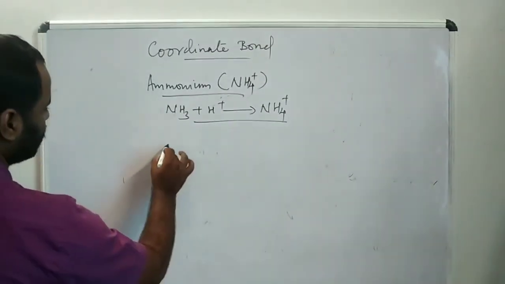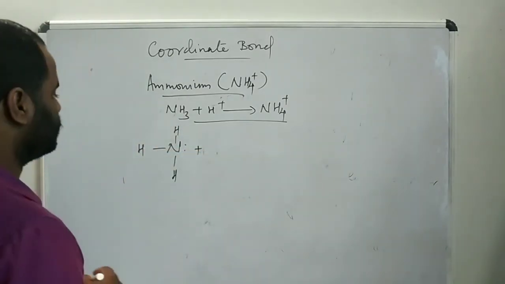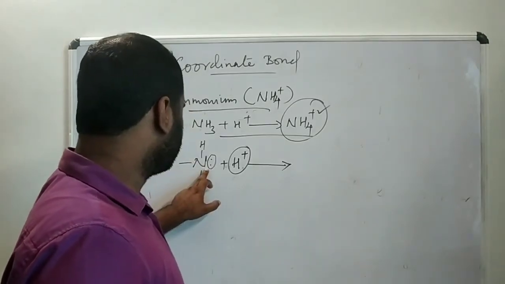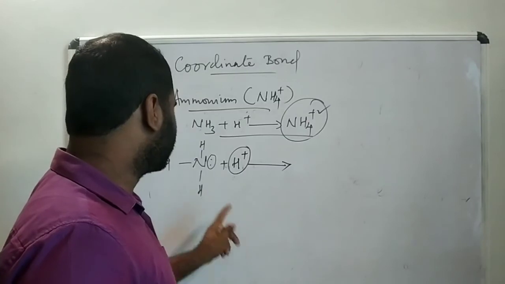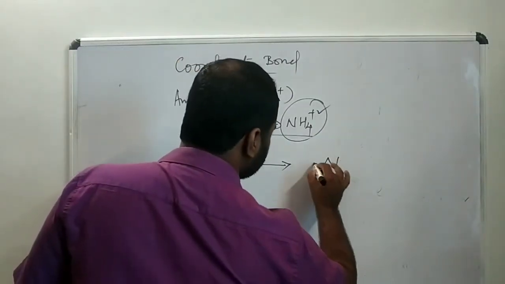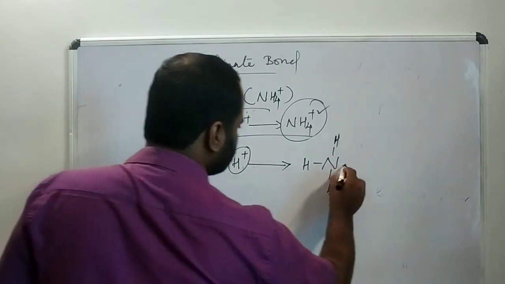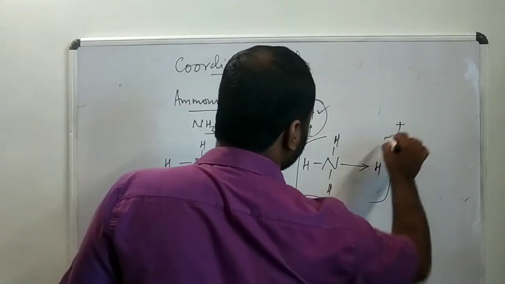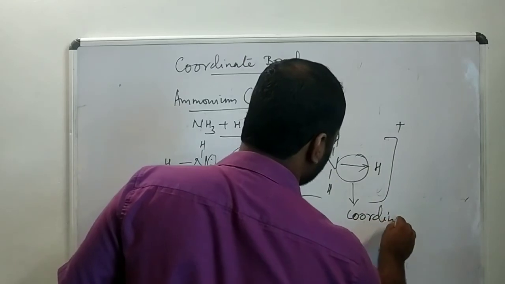So in ammonium, the structure is NH3, and there is one lone pair of electrons on the nitrogen atom, and you have H plus. This lone pair of electrons is donated to the hydrogen ion, and a bond is formed between nitrogen and H plus. Already they have three N-H bonds, and this pair forms a bond with the hydrogen ion. So NH4 plus is formed, and this is the coordinate bond.